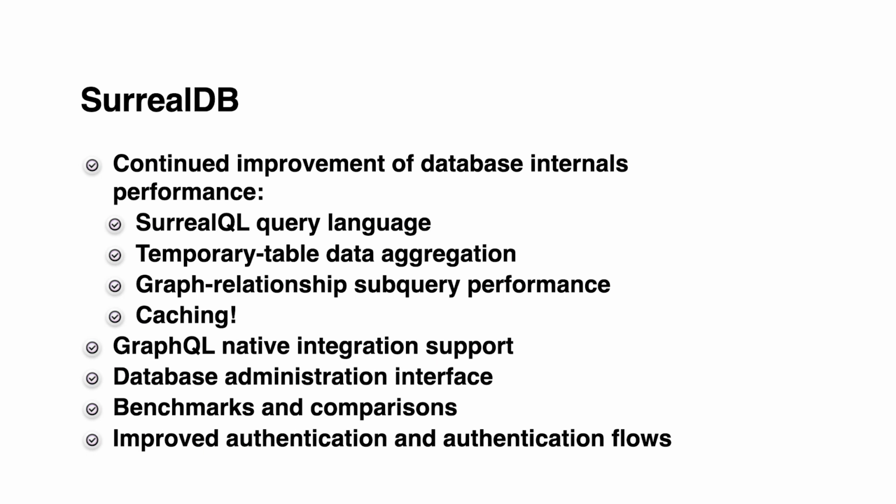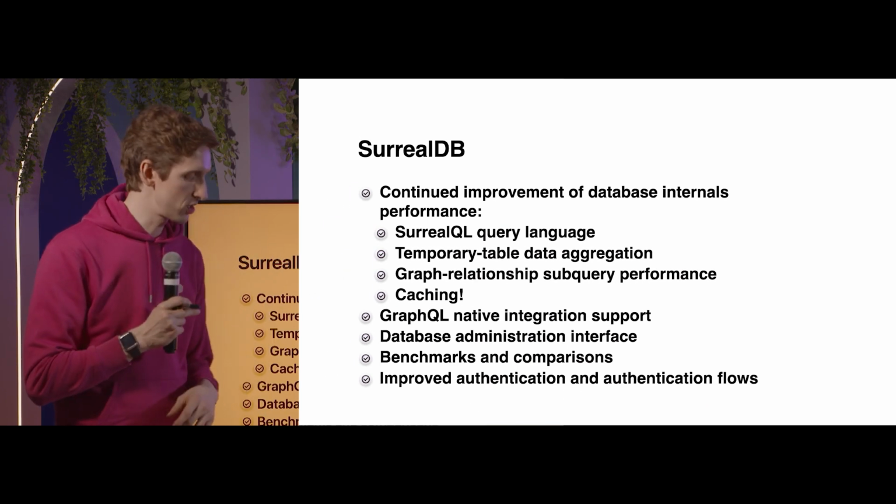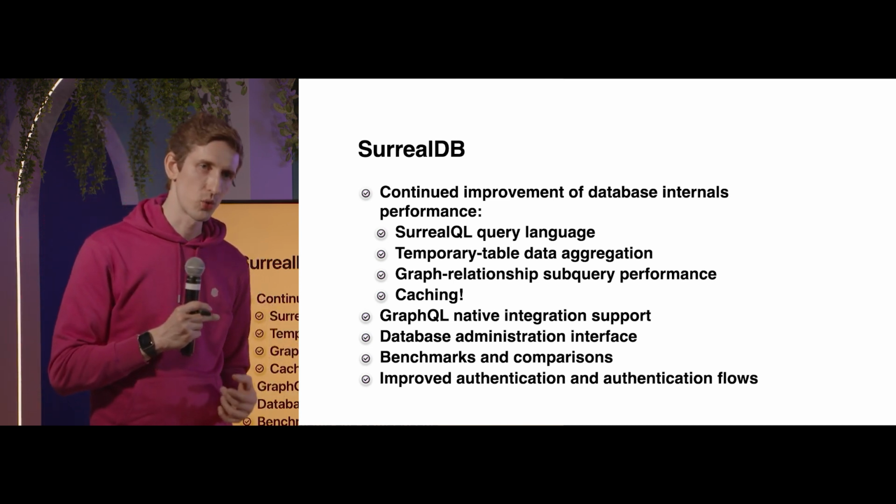Finally, this brings me on to the general stuff that doesn't fit under those features themselves. So we are continuously working on the performance of the database. As I said before, we're rewriting our query language. We're improving the way that aggregate queries are run and performed. They currently use more memory than we need to. We're going to be improving the performance of subqueries and graph relation queries.